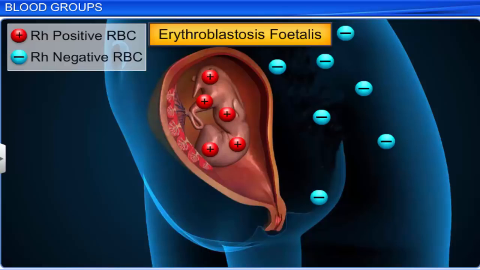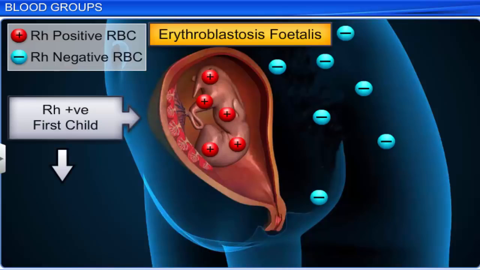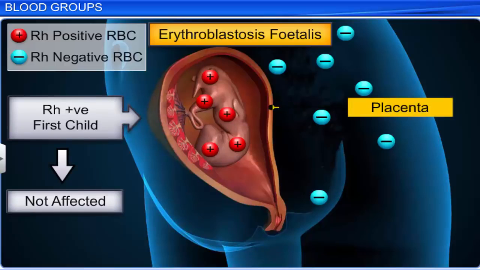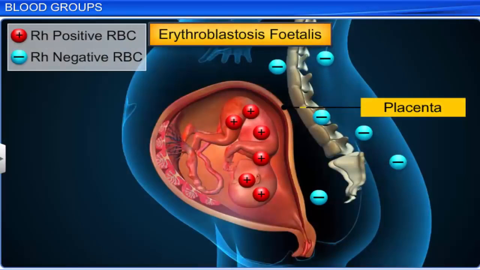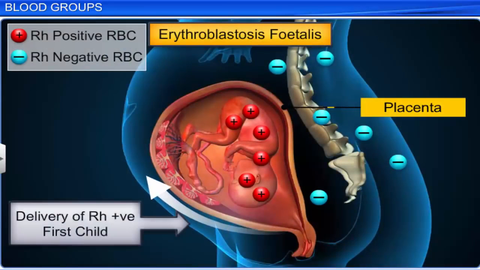In most cases, the first child will not get affected because the blood of the mother and child are well separated by the placenta. However, during the delivery of the first child, a little of the Rh positive blood from the child can pass through the placenta and mix with the mother's blood.